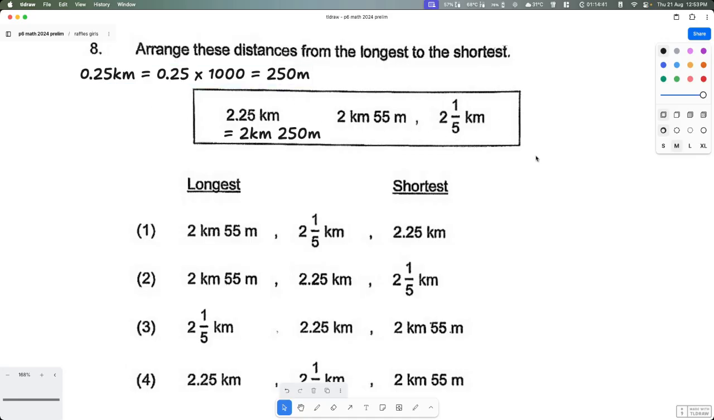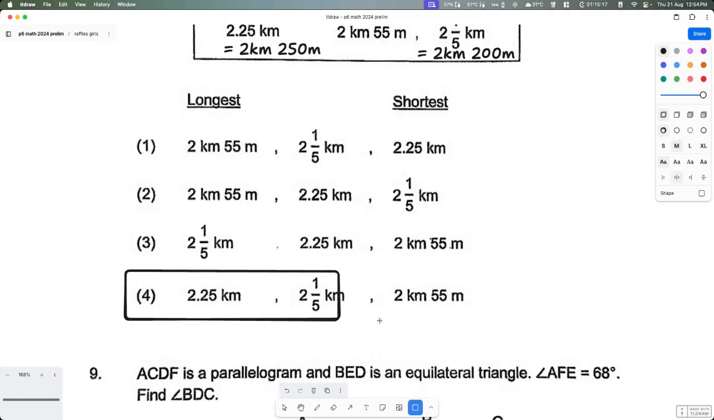2 1/5 km. 1/5 km is equal to 1/5, and then we multiply this by 1000. So it's basically 1000 divided by 5, which is 200 meters. So for this, 2 km and 200 meters. All right, so with this, which one is the longest? The longest is this, so we can write down longest like this. And the shortest, pretty straightforward, is this one. So the longest, 2.25, is option number 4, because the longest is this.